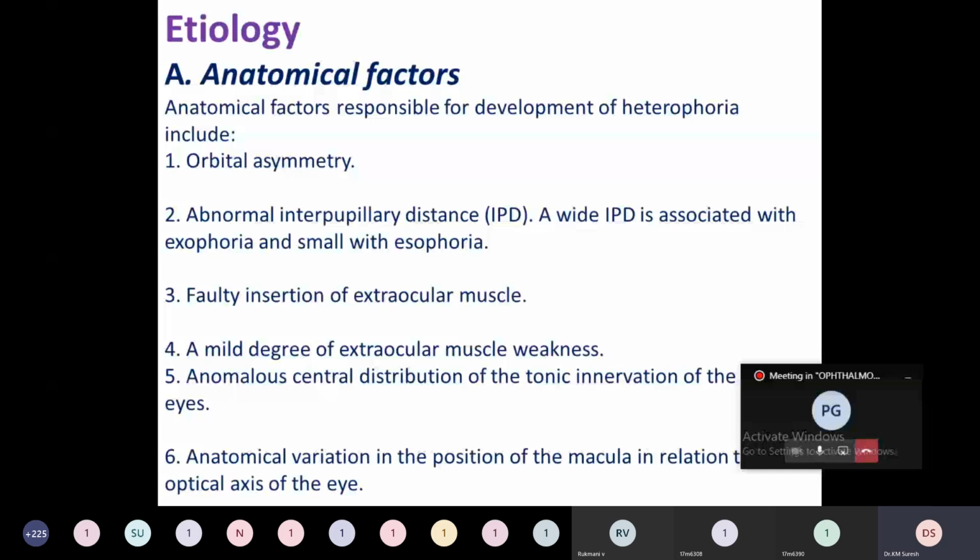The etiology for heterophoria. What are the etiologies for heterophoria? The anatomical factors are there. Anatomical factors responsible for development of heterophoria include orbital asymmetry, if there is slight asymmetry in the orbit, and abnormal interpupillary distance, IPD is interpupillary distance. A wide IPD is associated with exophoria and a small IPD is associated with esophoria. Faulty insertion of extraocular muscle.